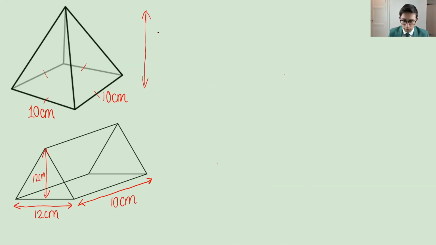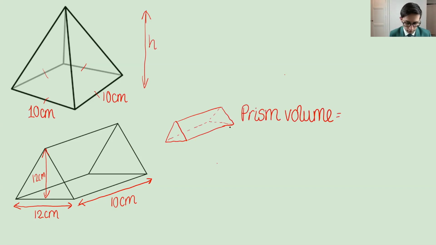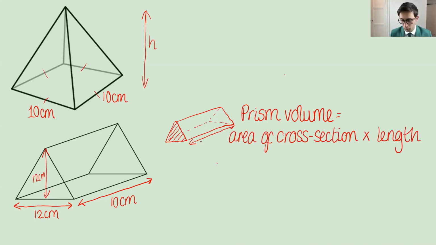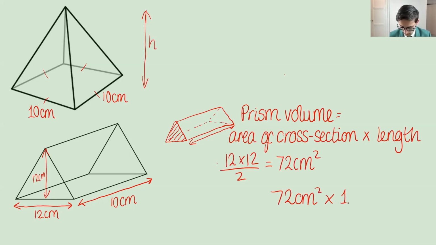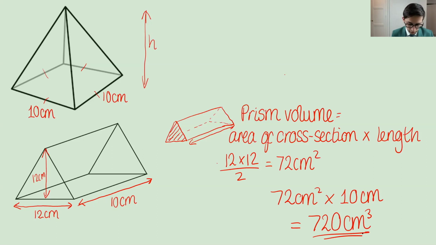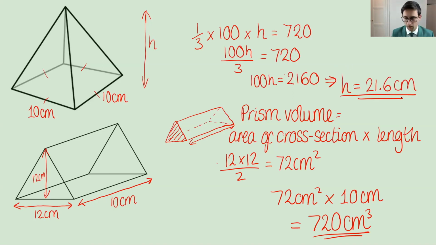Okay, so if we're given a scenario where we have two shapes with the same volume, and I need to find out the height of the pyramid, the first thing I'm going to do is calculate the volume of the prism. And so the formula for the volume of the prism is the area of the cross-section multiplied by how far it goes back. So here we've got the area of the cross-section as 72 centimeters squared times 10 centimeters. So the total volume is 720 centimeters cubed. Now using that, I know that the base area of this pyramid is 100. And there we go.